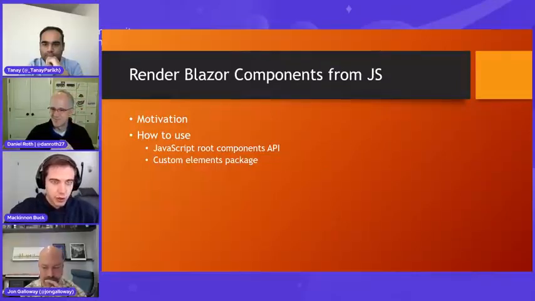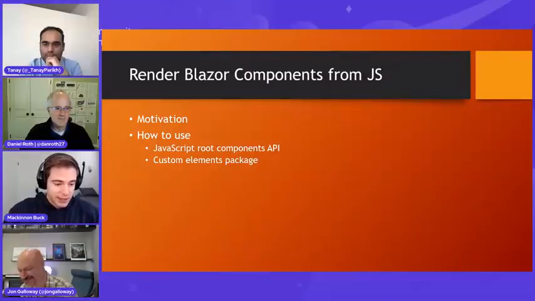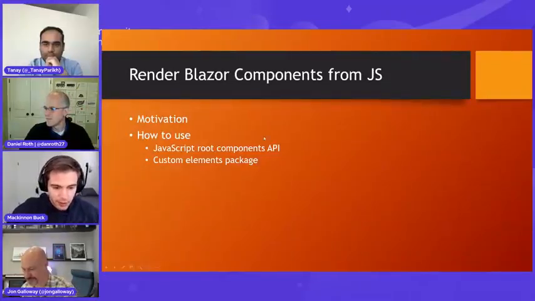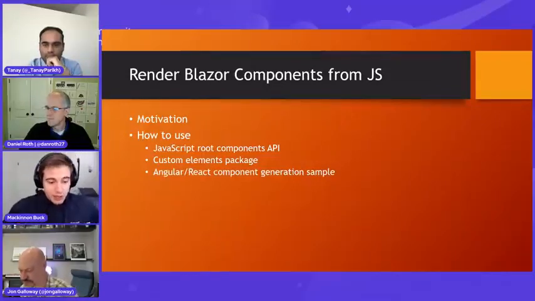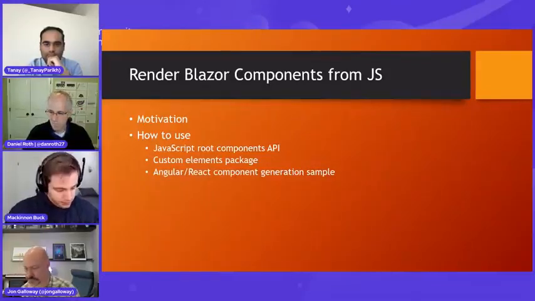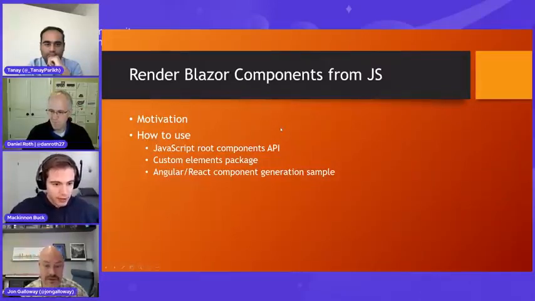So it basically lets you turn a Blazor component into a custom HTML element. That way, the lifecycle of the Blazor component is tied to the lifecycle of the element's existence in the DOM, and then the way you pass parameters to the component is just through the HTML element's attributes. And finally, kind of the highest level of all of this, we've created a sample that shows how you can actually generate Angular and React components that wrap Blazor components. And this is something that I'll also be demoing today. So let's jump into it and show first how the JavaScript root components API works.